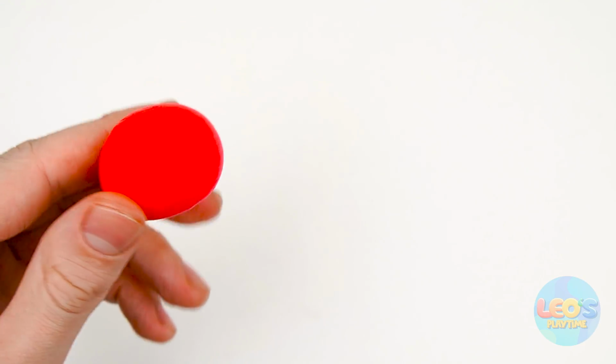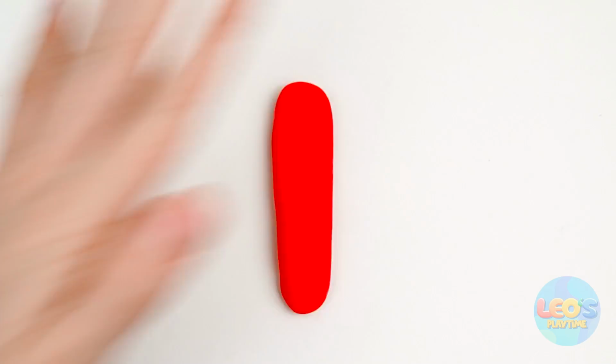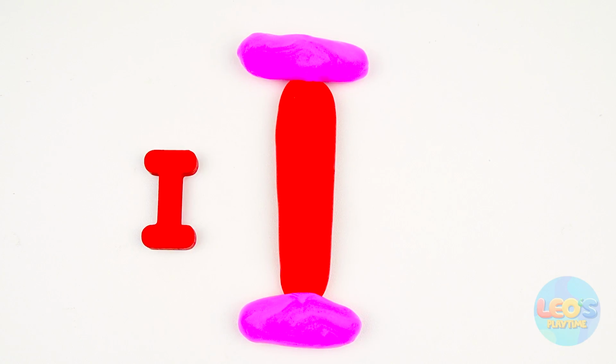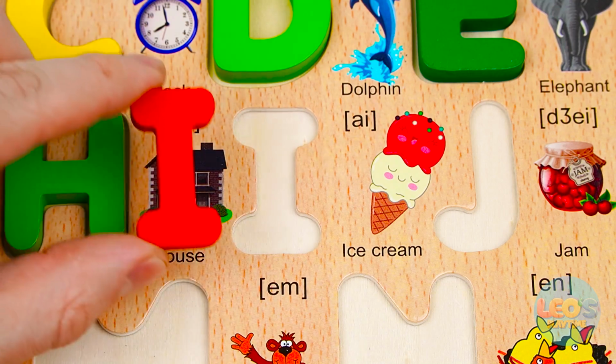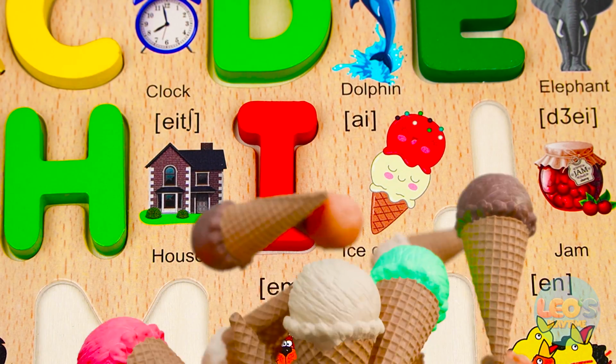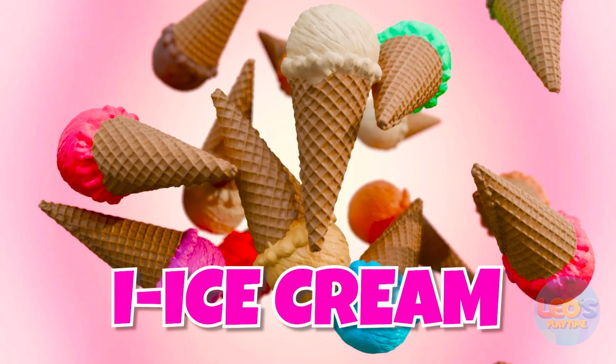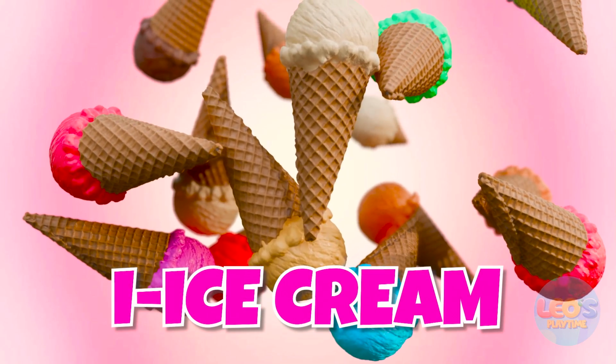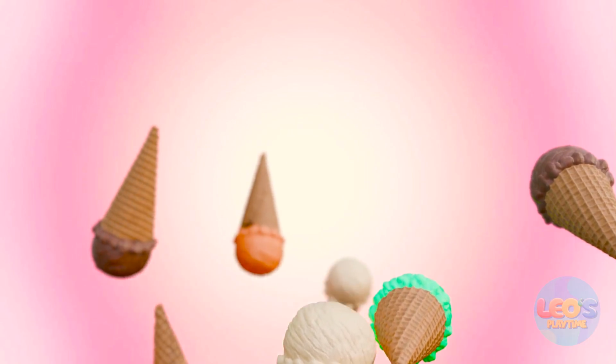The letter I is next. It has one tall line and two short lines. There it is. I is for ice cream. My favorite word in the world. Ice cream. Do you like ice cream, friends? Which flavor is your favorite?